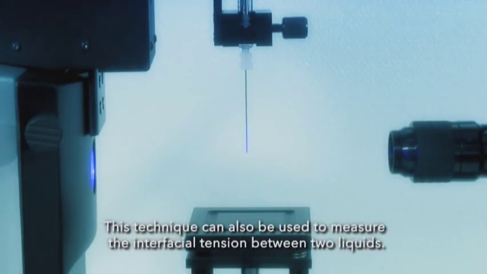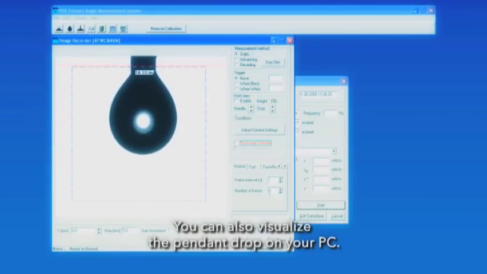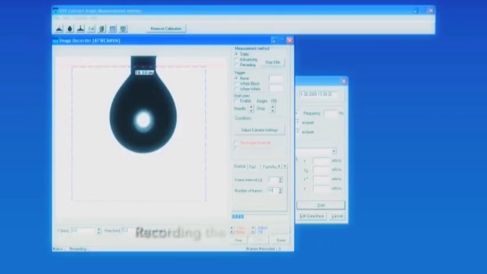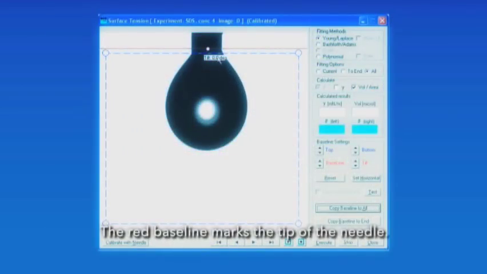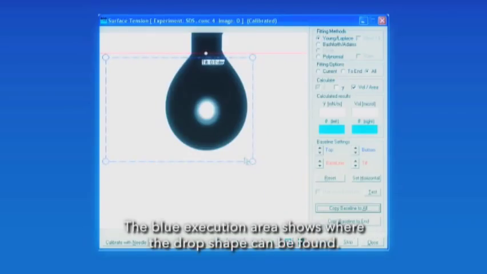This technique can also be used to measure the interfacial tension between two liquids. You can also visualize the pendant drop on your PC. The drop images are first recorded by the software for analysis. Then, the red baseline is used to mark the tip of the needle. The blue box determines the area where the drop shape can be found.